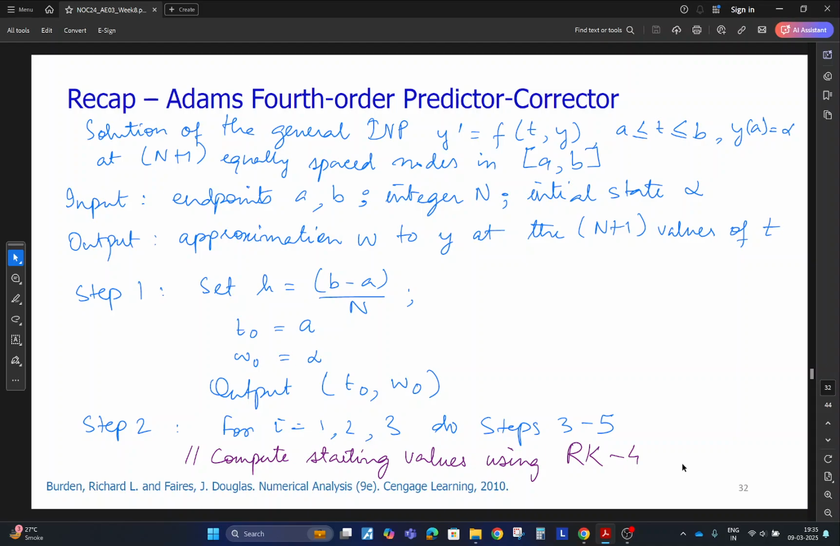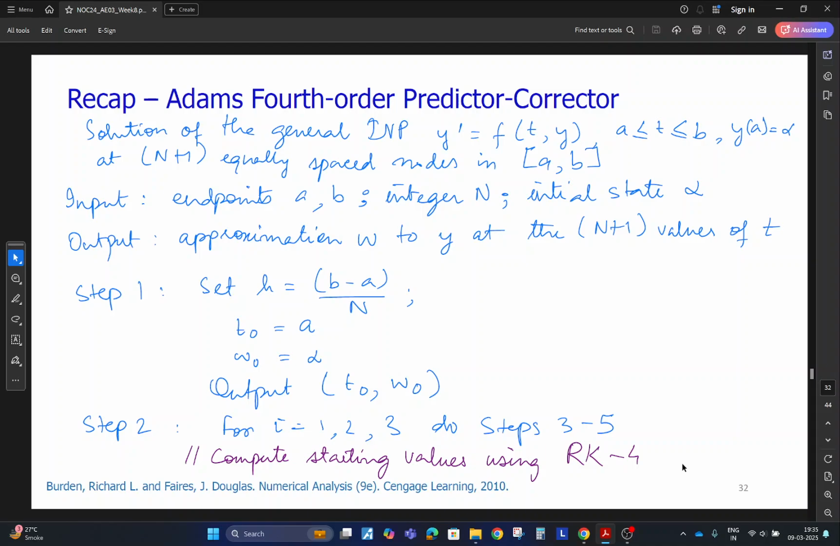Here again, we are trying to find the solution of the general initial value problem y prime is equal to f of t, y, where a is less than or equal to t less than or equal to b, and y at a is given as alpha, at n plus 1 equally spaced nodes enclosed in a, b. The input of such a code would require the endpoints a, b, the integer n, and the initial state alpha. The output of such a program would be the approximation w to y at the n plus 1 values of t.